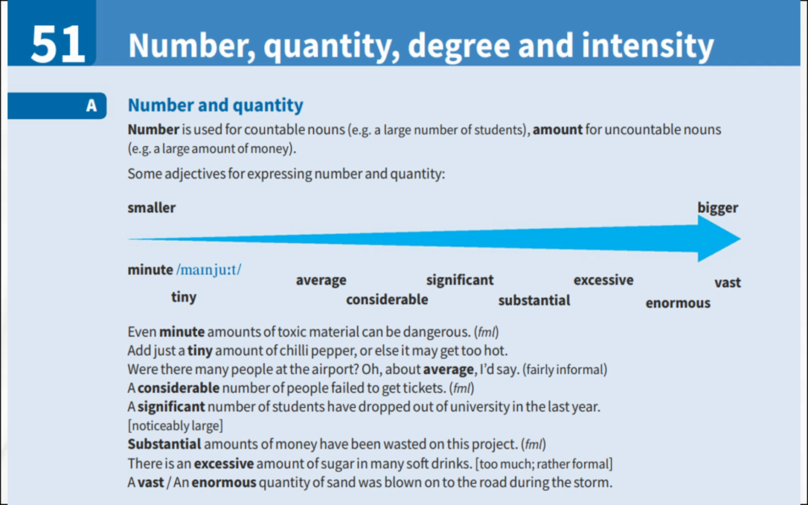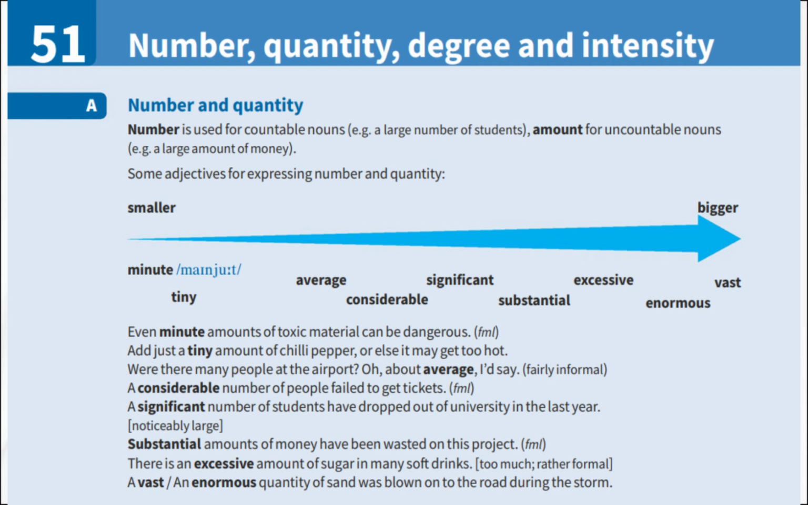Lesson 51. Number, quantity, degree, and intensity. Hello, and welcome to this lesson. Today, we are going to talk about number, quantity, degree, and intensity, the words we use to describe how much or how little of something there is, and how strong or complete something is. This is very useful for making your descriptions more precise. So, let us get started.